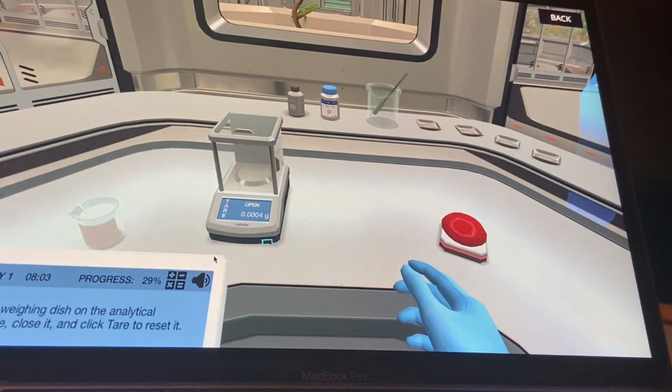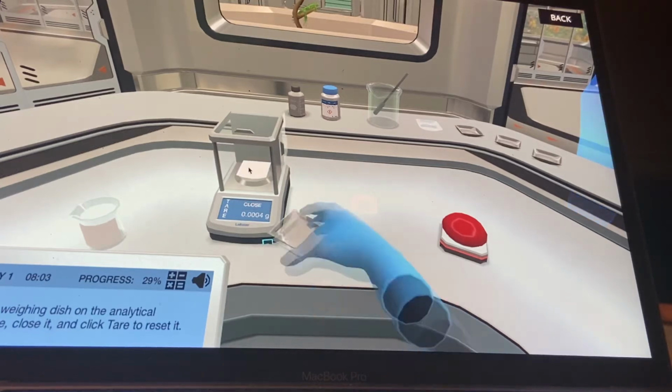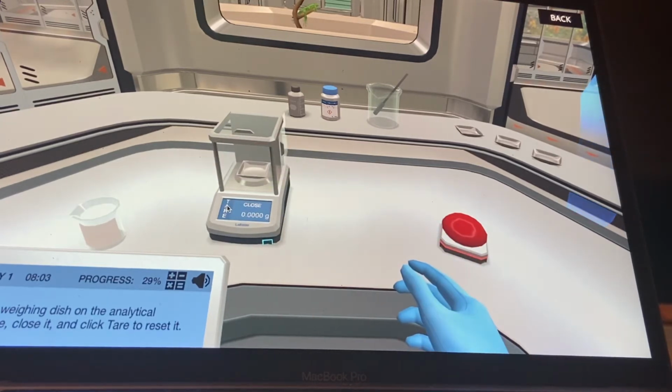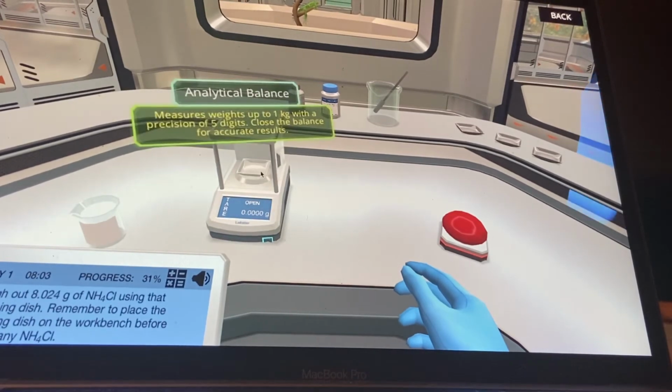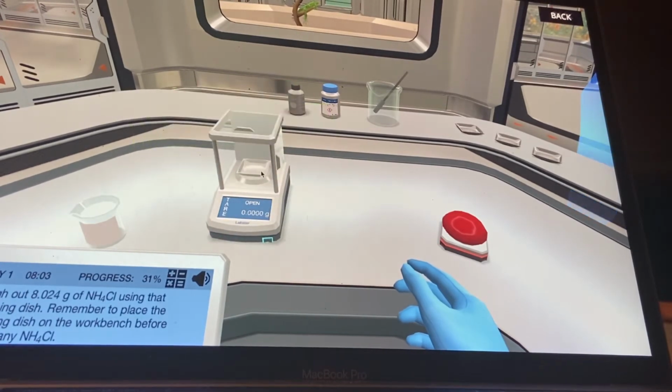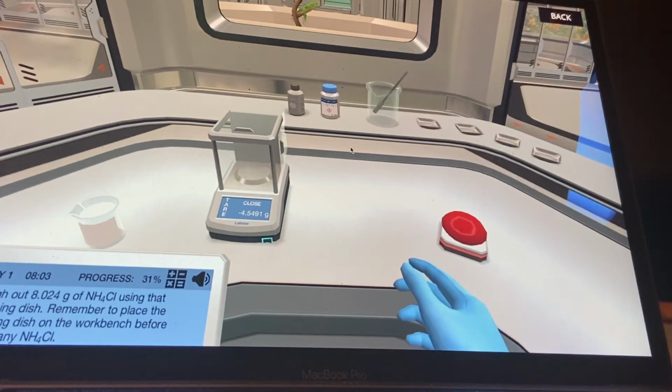Put a weighing dish on the analytical balance, close it, and click tare to reset it. Weigh out 8.024 grams of ammonium chloride using that weighing dish. Remember to place the weighing dish on the workbench before adding any ammonium chloride.